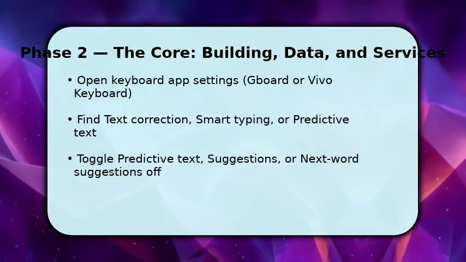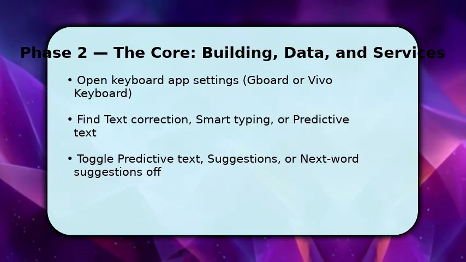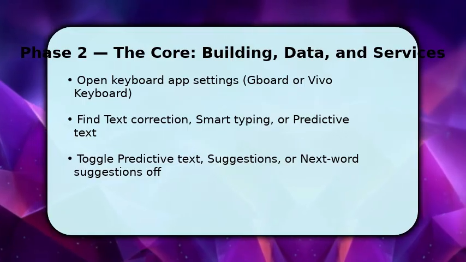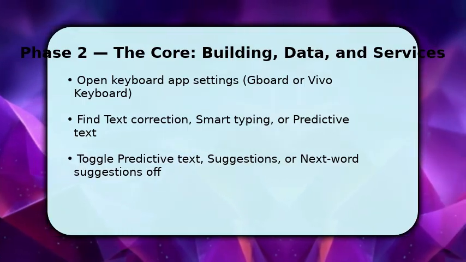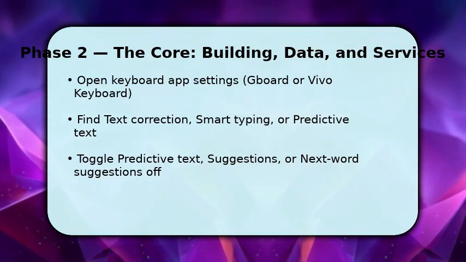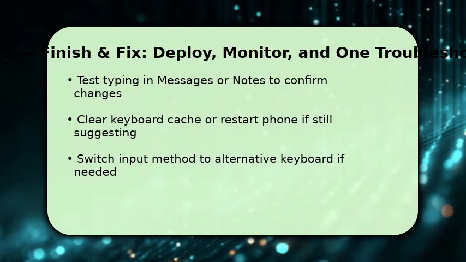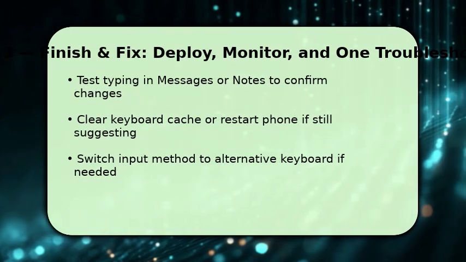If you use more than one keyboard app, repeat the same toggles for each keyboard. This removes on-device predictions and prevents the keyboard from inserting suggested words as you type. After toggling off predictive options, test by typing in messages or notes to confirm suggestions are gone.